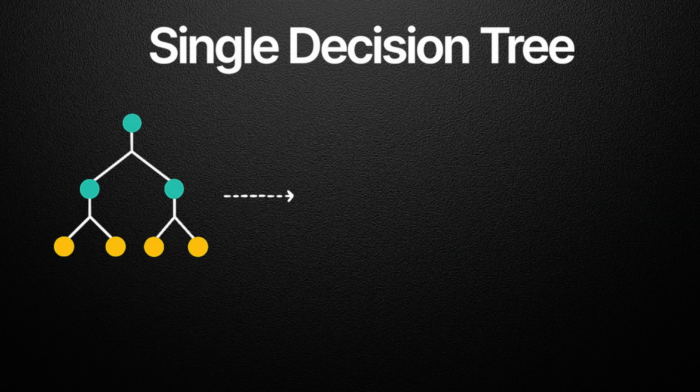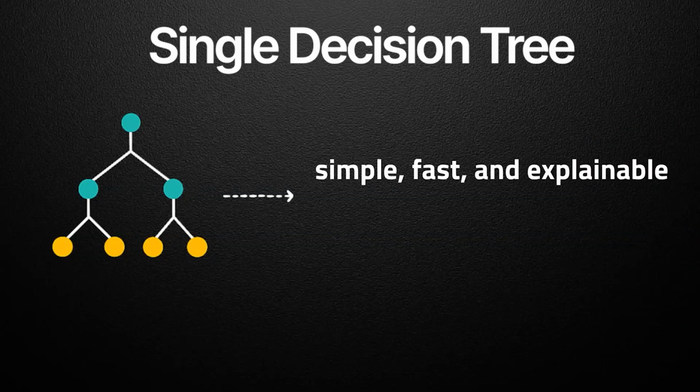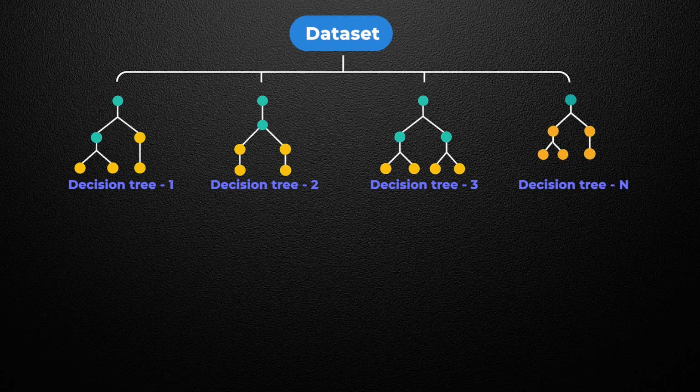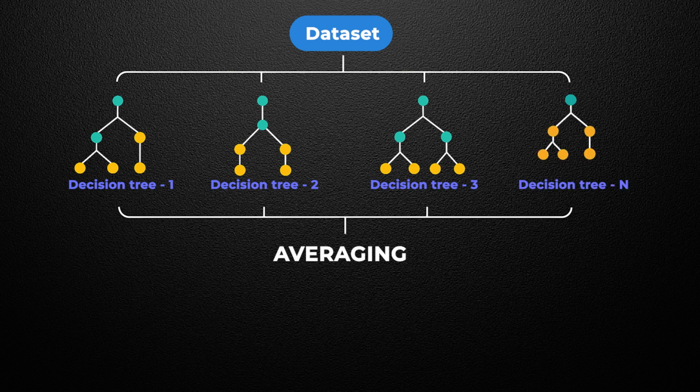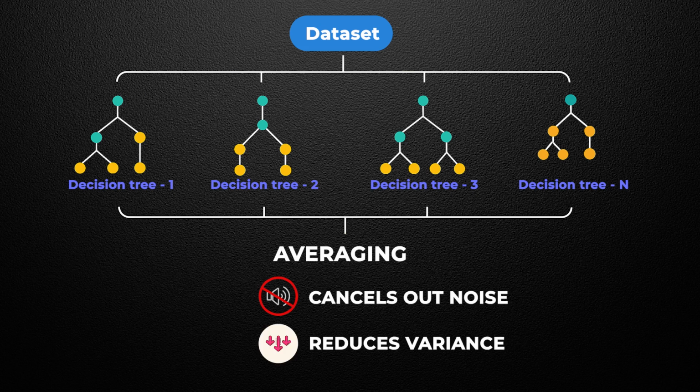Decision trees are simple, fast, and explainable. But a single tree has high variance. High variance means small changes in the training data cause big changes in the model's predictions. Random forests fix that by training many diverse trees and averaging them. If individual trees are reasonably good but not identical, averaging cancels out their noise and reduces variance.